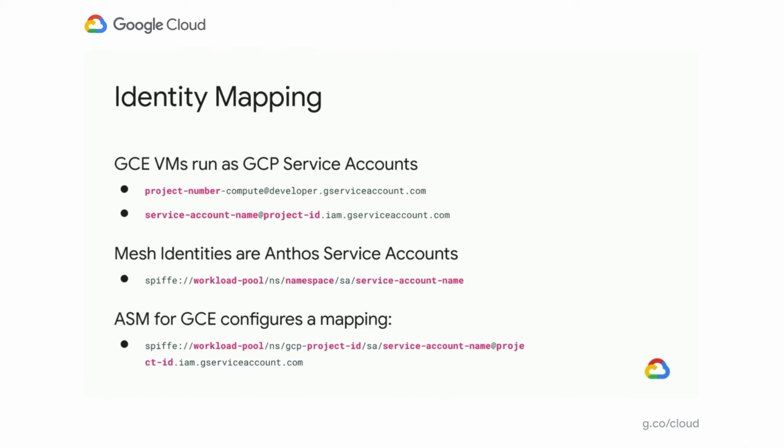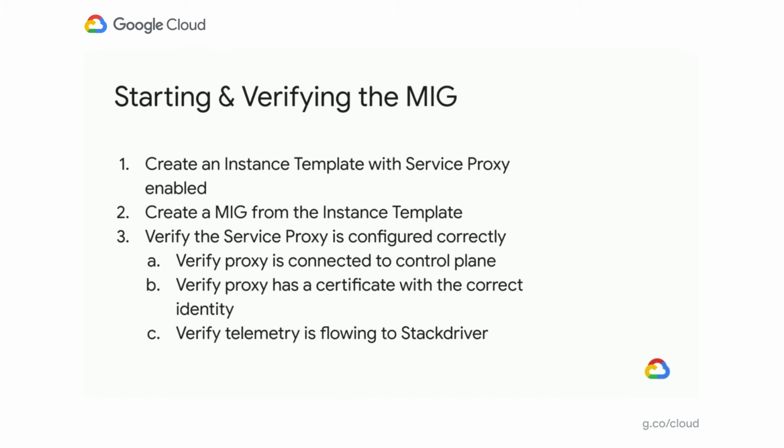And then there's a namespace and a service account within that namespace. And so we need to map between these two. ASM for GCE provides a default mapping that will map those service accounts from GCP over into service accounts in Anthos. We are also working on making this configurable so you can map into the namespaces that you want, rather than using the default mapping if that doesn't work for you.